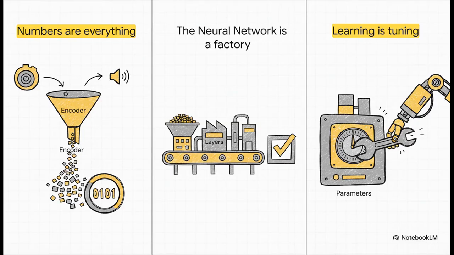Okay, so let's boil this all down. If you're going to remember just three things today, make them these. One, for an AI, our entire world gets translated into numbers, these meaningful coordinates called embeddings. Two, the thinking happens inside a neural network, which is really just a very sophisticated factory for processing those numbers. And three, learning isn't consciousness. It's just the mechanical, relentless tuning of all the dials inside that factory.